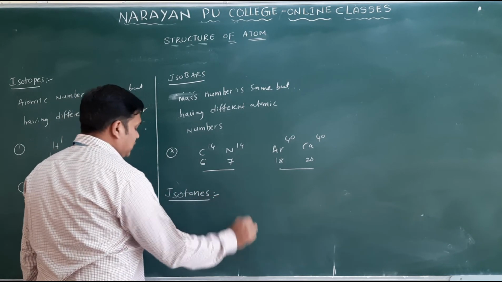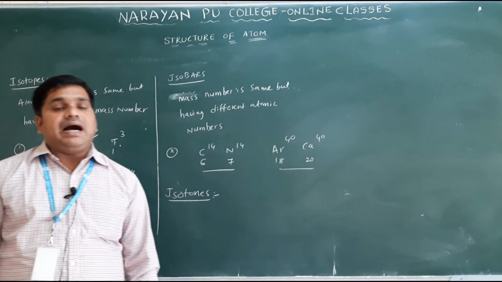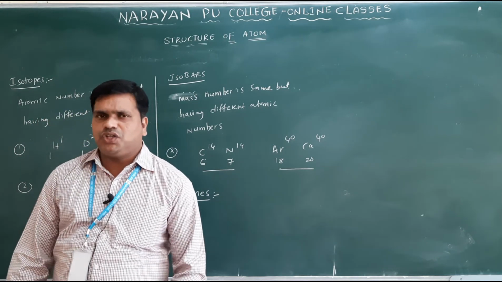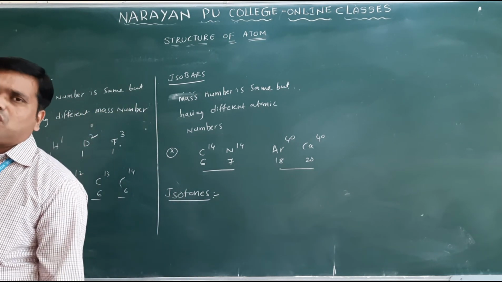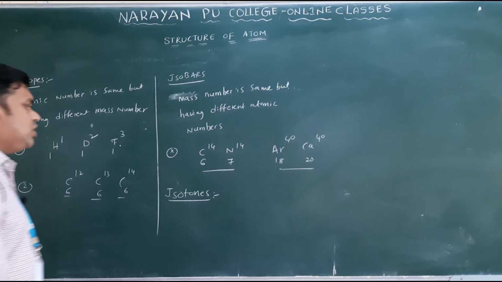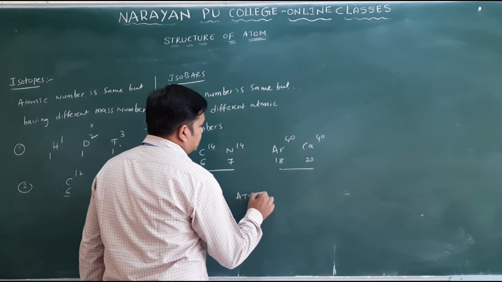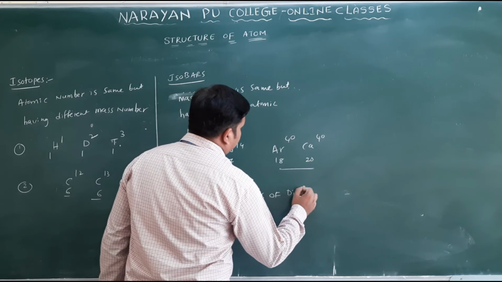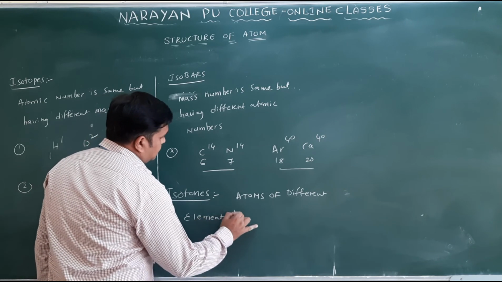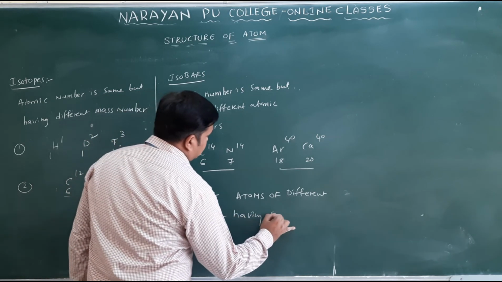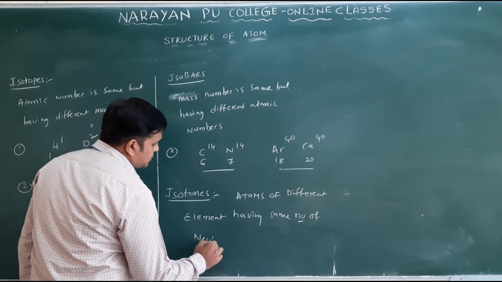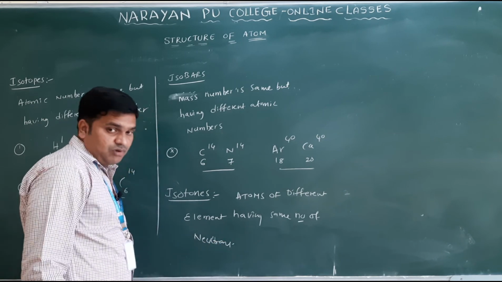And see the next example, we have isotones only. Isotones means atoms of different elements having the same number of neutrons only. If the neutron number is the same for different elements, those are called isotones only. Atoms of different elements having the same number of neutrons only.